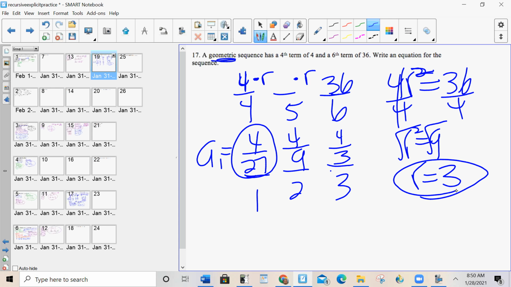R is 3. I want you to now pause it and write the formula both explicitly and recursively, and then unpause.